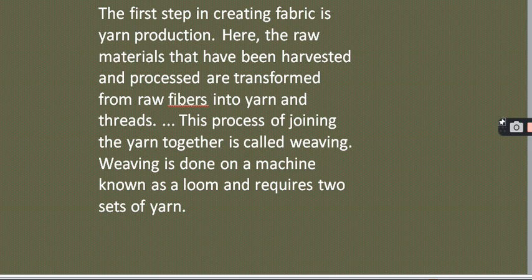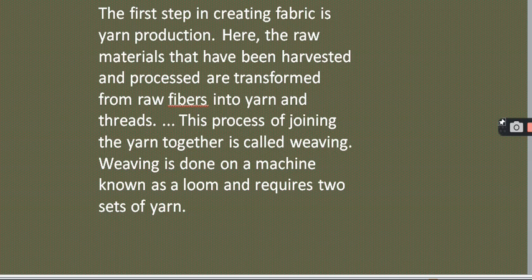I'm going to repeat the process again. The first step in creating fabric is yarn production. Here the raw material that has been harvested and processed is transferred from raw fibers into yarn and threads. This process of joining the yarn together is called weaving. Weaving is done on a machine known as a loom and requires two sets of yarns.